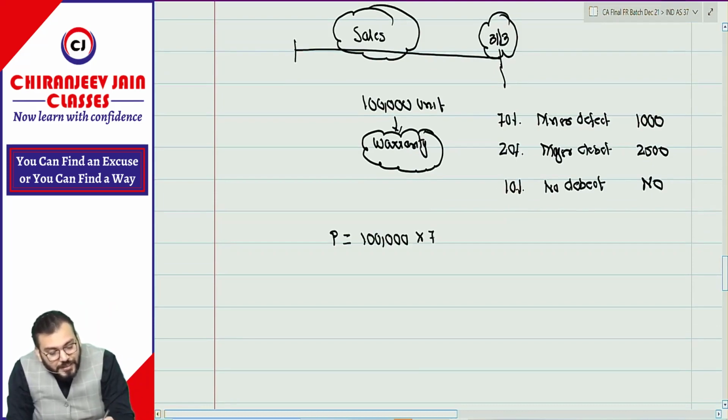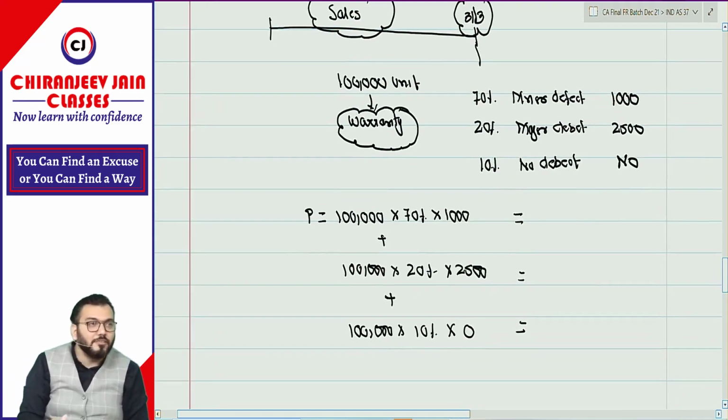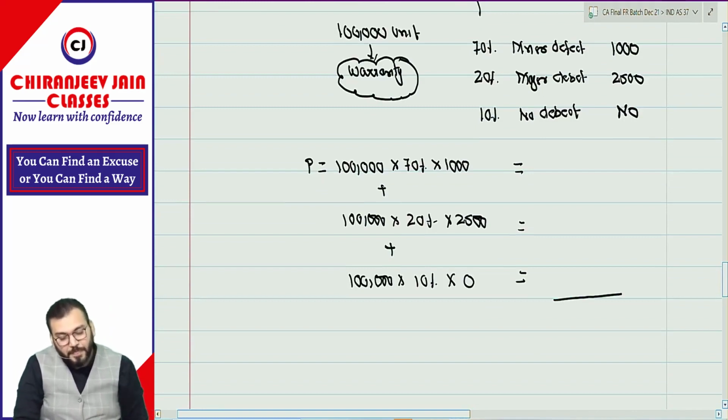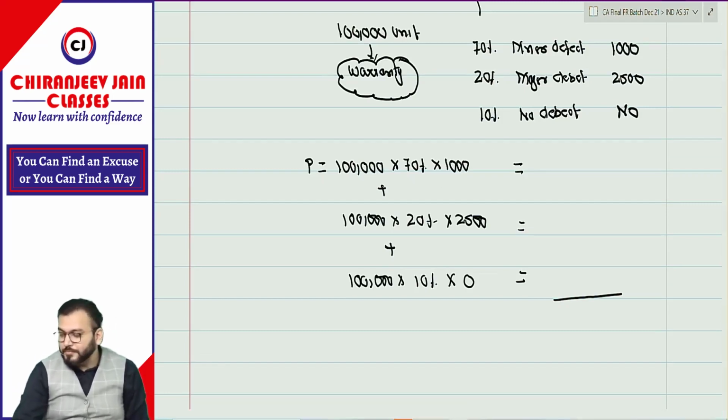into 70% into 1,000, plus 1 lakh into 20% into 2,500, plus 1 lakh into 10%, where the amount is 0. So of course you can calculate. Can you give me the amount? Because I don't have a calculator, you have a calculator. Total, can you give me? Don't have a calculator? Bring a calculator.